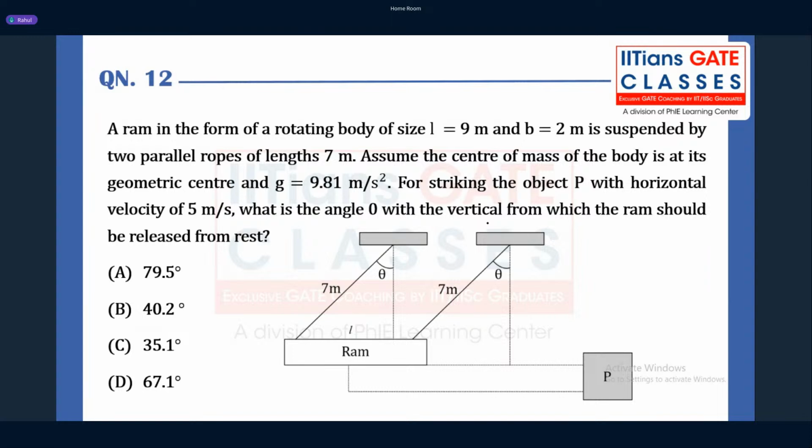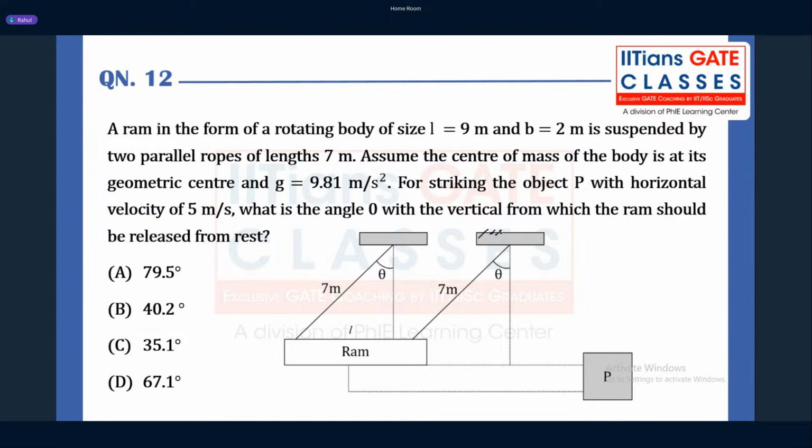Assuming the center of the body is at its geometric center only, there is no eccentricity involved. g is 9.81 meter per second square. For striking the object P with the horizontal velocity 5 meter per second, what should be the angle theta from the vertical, from which the ram should be released from rest?